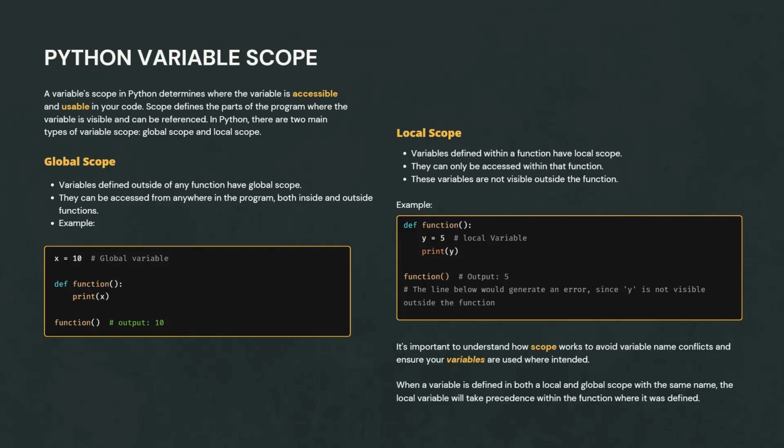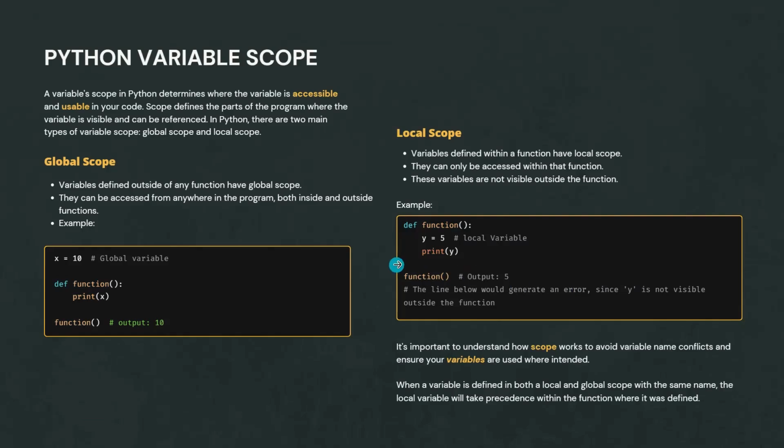Today we are diving into something that confuses a lot of beginners at first, which is variable scope in Python and the global keyword. Don't worry, I'll break it down step by step, nice and simple. By the end, you'll know exactly when your variables are visible and when they are not.